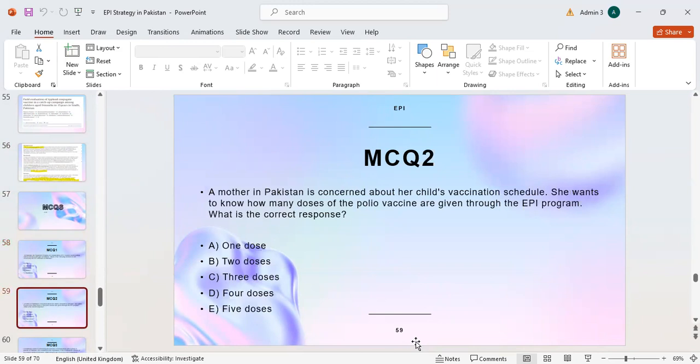A mother in Pakistan is concerned about her child's vaccination schedule. She wants to know how many doses of polio vaccines are given through the EPI program. What is the correct response? Option A, 1 dose, then 2 doses, 3 doses, 4 doses, or 5 doses. If they are asking about oral polio vaccine, then 4 doses. If they are asking about polio vaccine, then the answer will be 5 doses.